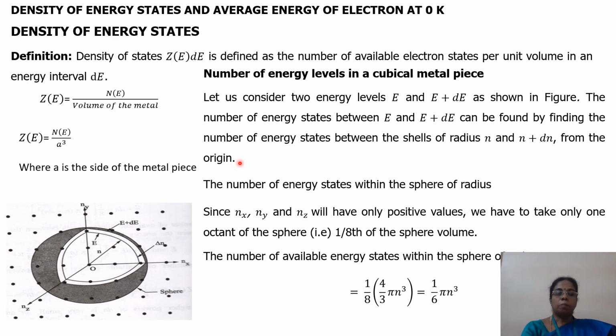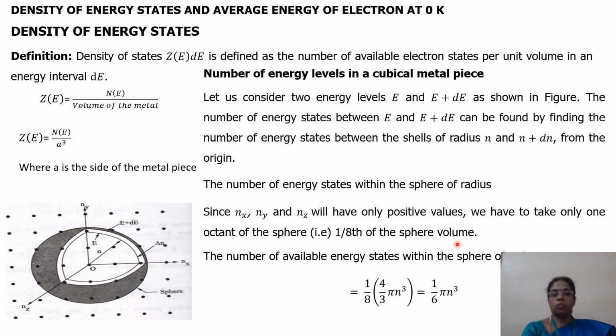Then, assume that per unit volume one energy state is present. So if you want to find out the number of energy states in the sphere of radius n, we have to find out the volume of the sphere of radius n. But when you take the entire volume of the sphere, it will have nx, ny, nz with both positive and negative values. But we know very well that nx, ny, nz are always positive. So we take only the octant of the volume of the sphere, which gives nx, ny, nz positive values.